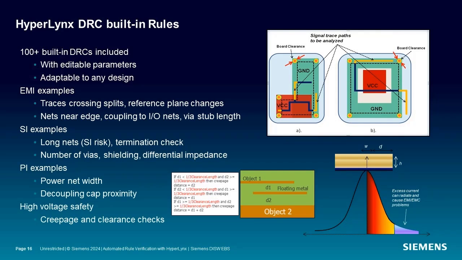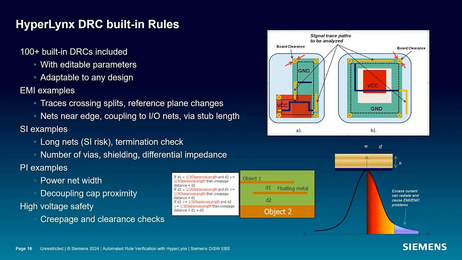High voltage safety has a built-in creepage analysis engine, which makes the extremely tedious process of manually calculating and inspecting for creepage voltage to affect nearby components on the board an automated process with HyperLynx DRC. Some rules can incorporate IBIS models.